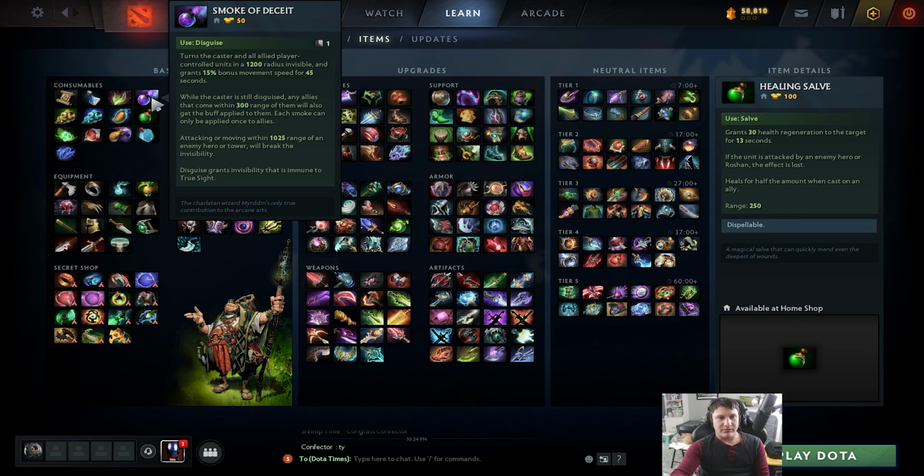Okay? It cannot be broken by units. It cannot be broken by true sight. It can only be broken by a hero. It can't even be broken by an illusion. Okay? So, knowing that, it is a very important tool that people say, let's smoke and do insert whatever. Probably a good idea. Okay?